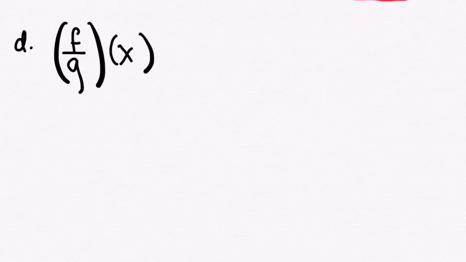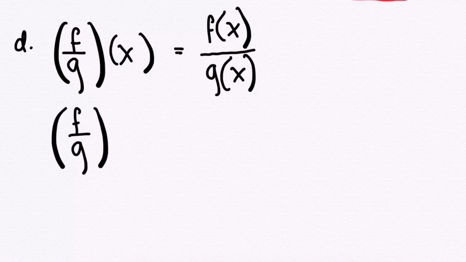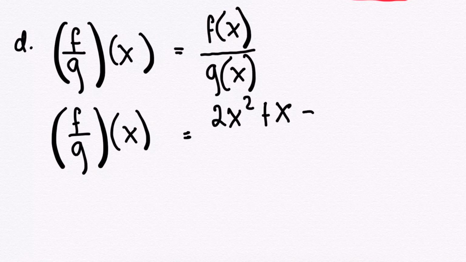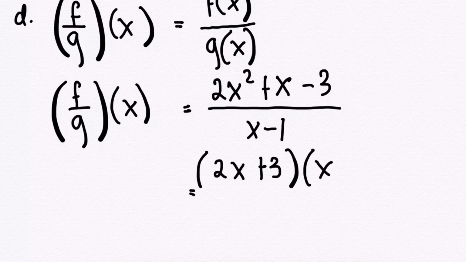The last one is f divided by g of x, equal to f of x divided by g of x. We have f divided by g of x is equal to 2x squared plus x minus 3 divided by x minus 1. Here, we can factor 2x squared plus x minus 3 into 2x plus 3 and x minus 1.